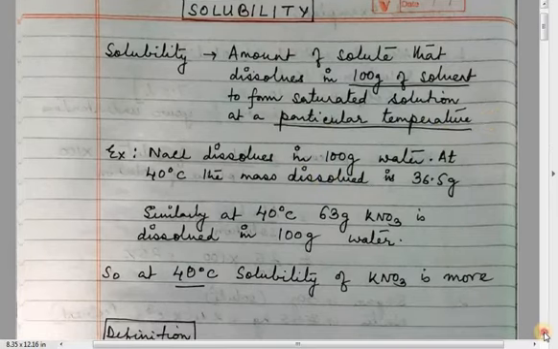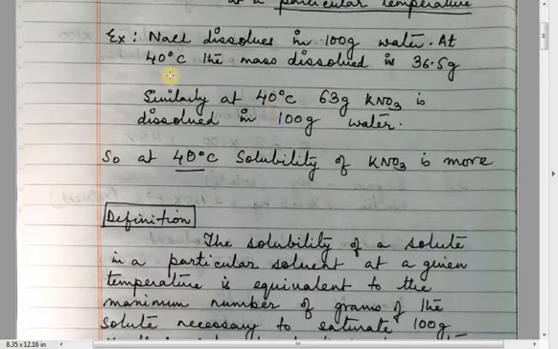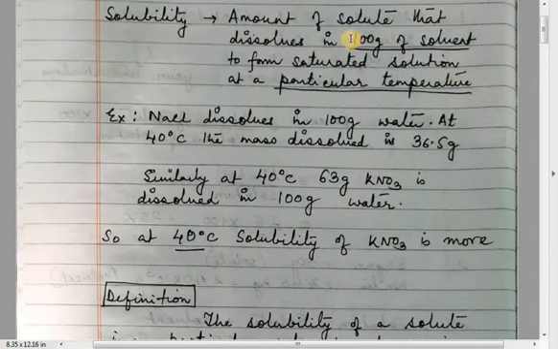Like NaCl dissolves in 100 gram of water. At 40 degrees Celsius, the mass of NaCl dissolved is 36.5 gram, and at 40 degrees Celsius, 63 grams of KNO3, potassium nitrate, is dissolved in 100 gram of water. So at 40 degrees Celsius the solubility of potassium nitrate is more. Potassium nitrate solubility is 63 gram and sodium chloride solubility is 36.5 gram. So mentioning these two conditions while writing the solubility is very important.